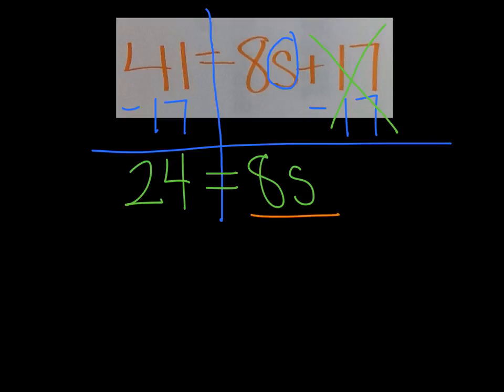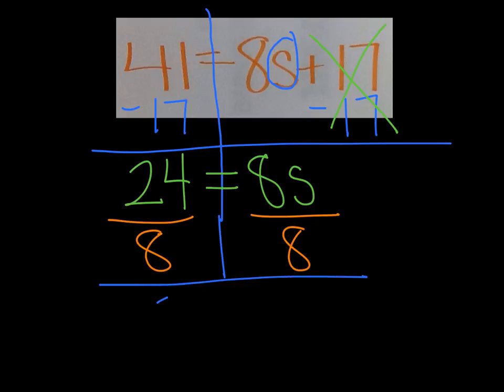So to get rid of that 8, you do the opposite. The opposite, or the inverse of multiplying by 8, would be dividing by 8. And so you divide both sides by 8, and you end up with 3 is equal to s.